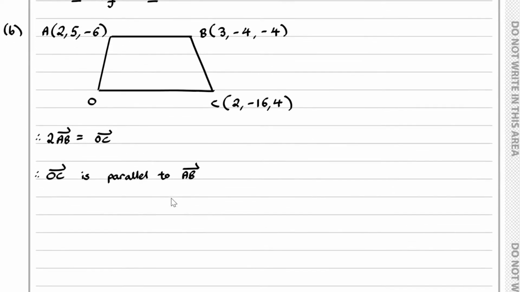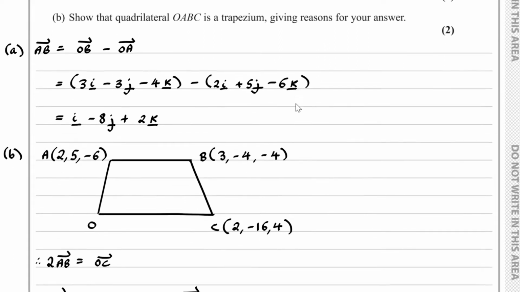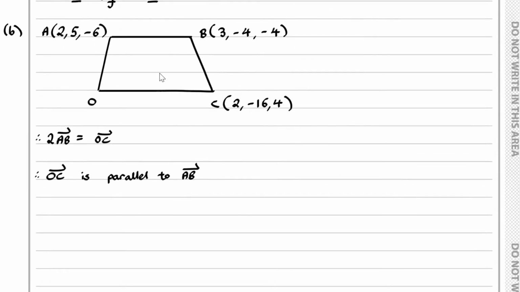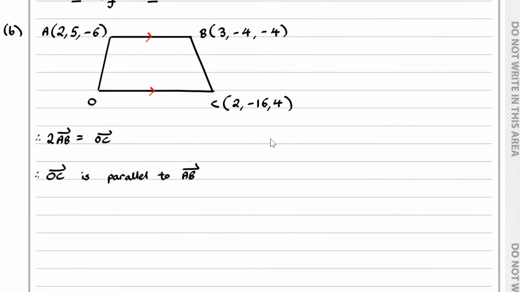Now, for us to show that we have a trapezium, if OC does not equal AB, even though they are parallel to each other, we can conclude that OABC is a trapezium. So first of all, we already know the vector OC, we already know the vector AB, so let's work out the magnitude of AB and OC.